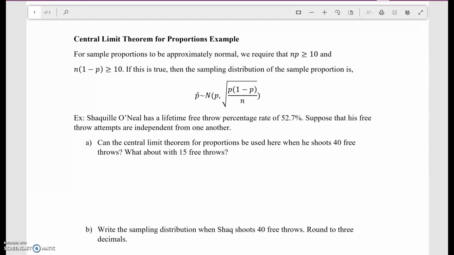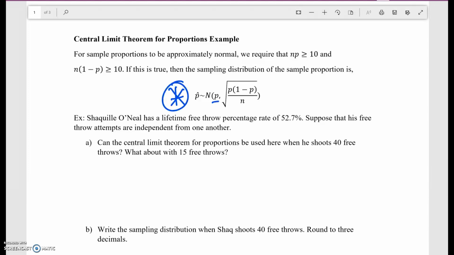Here's a recap of the central limit theorem for proportions. So we talked in class that for sample proportions to be approximately normal, we require that n times p be greater than or equal to 10, and n times 1 minus p be greater than or equal to 10. So basically our successes and our failures have to be greater than or equal to 10.